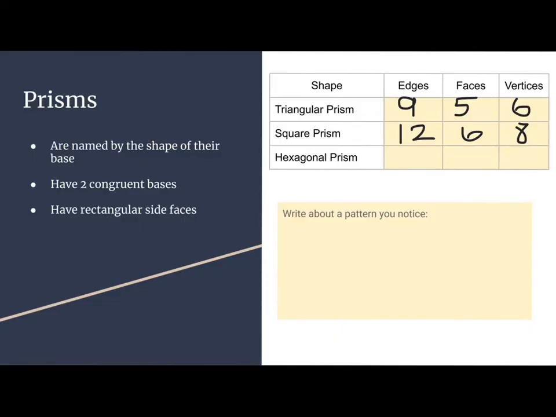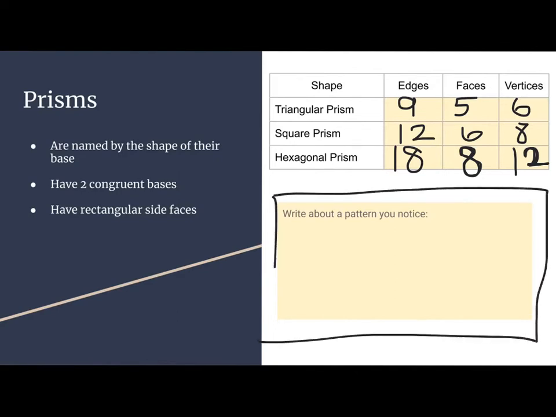Let's go ahead and add what we've discovered to our prism notes. Please make sure that you're on the prisms page. Our hexagonal prism had 18 edges. It had 8 faces, and it had 12 vertices. On your own, down here, I want you to just tell me about one pattern or connection you can make about prisms and their edges, faces, and vertices.